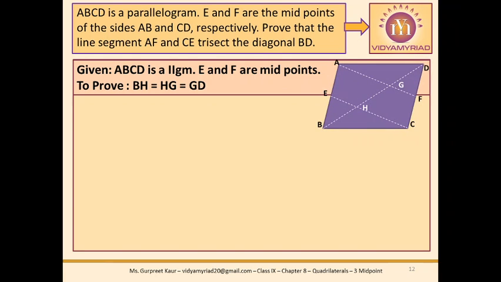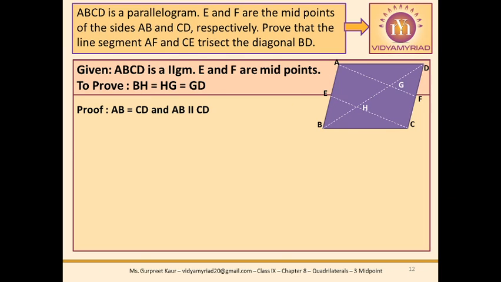Now, ABCD is a parallelogram. E and F are the midpoints of the sides AB and CD respectively. Prove that the line segments AF and CE trisect the diagonal BD. So what do we have to prove here? In the diagonal we see that BH should be equal to HG should be equal to GD. So let's begin with it.